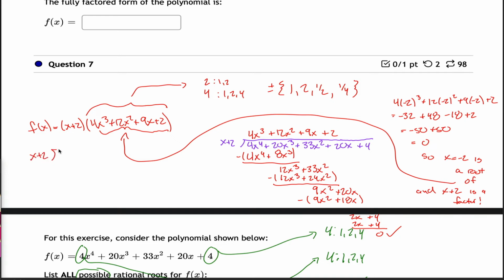You're like, really? Yeah, just for the homework. You're not going to do this on the quiz. I can do this repeatedly on the quiz. 4x cubed plus 12x squared plus 9x plus 2. Maybe I can try to fly through this pretty quickly.